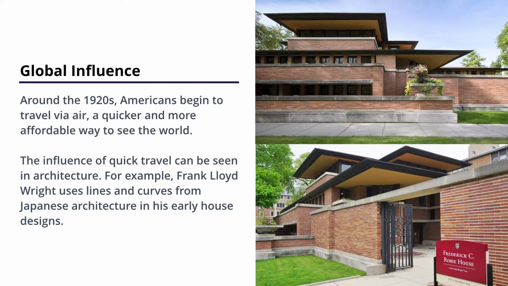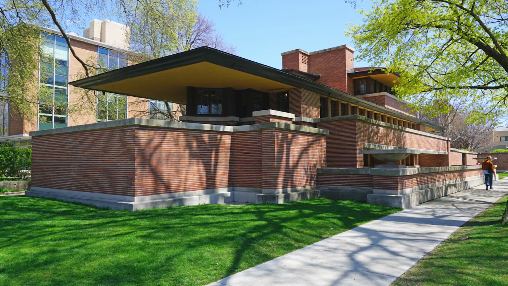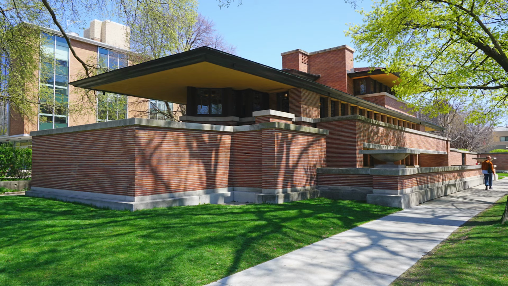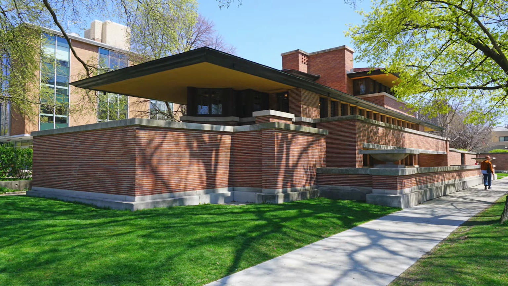Through the early 1900s, through the 20s, as we begin to explore air travel and we begin to have international air travel, we now have global influence on architecture in America. We can definitely see this. One of the great examples is the Frank Lloyd Wright Roby House, in which Frank Lloyd Wright uses lines and curves that were influenced by Japanese architecture.